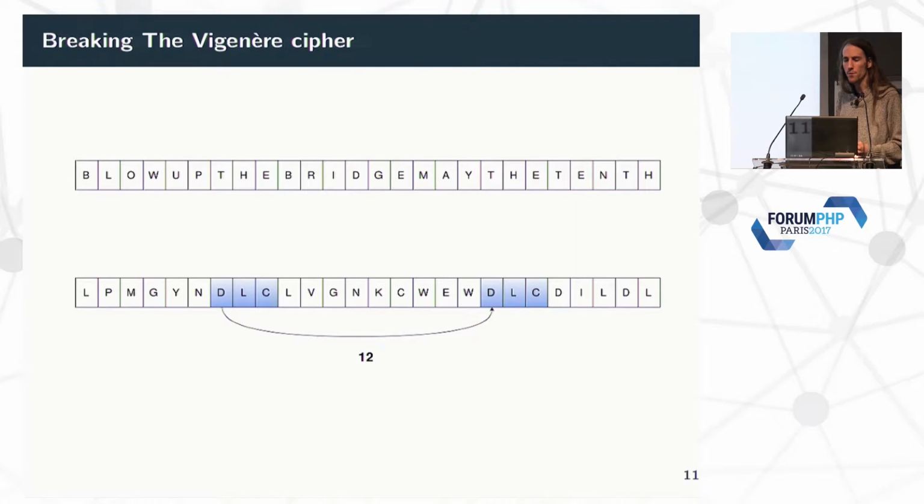But what we can do instead is have a look at repeated sequences in our ciphertext. So here you see the letters DLC have been repeated twice in the ciphertext, and they represent the word "the" in the original plaintext. And you can see that we've got a gap between these repetitions of 12. Now, what these repeated sequences often represent is common words that were in the plaintext. And by having a look at how far apart in the ciphertext they appear, we can make a guess as to what the length of the keyword might be.